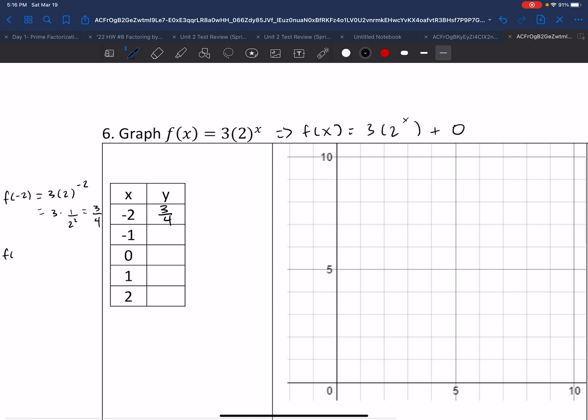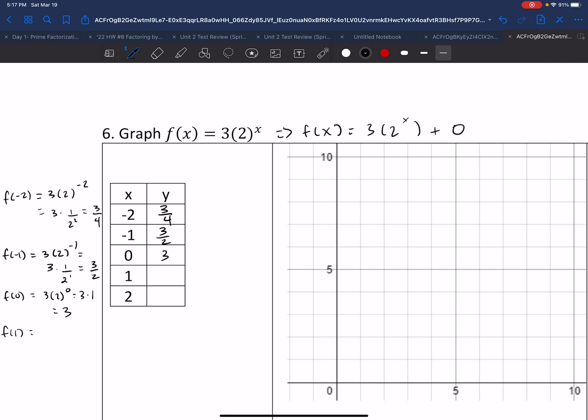And then f of -1 is equal to 3 times 2 raised to the -1st power. That's just 3 times 1 over 2 to the 1st power, and that's just 3 halves. So I write 3 halves there. Okay. Let's write f of 0 is equal to 3 times 2 to the 0 power. And 2 to the 0 power, that's going to be 3 times 1. We know that's just 3.